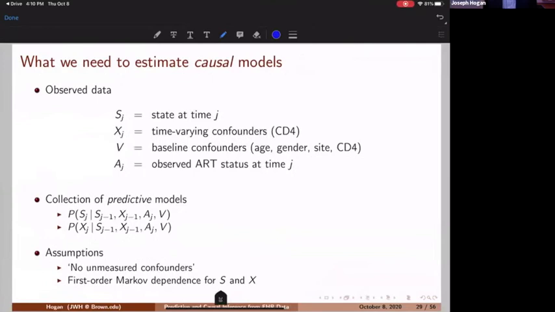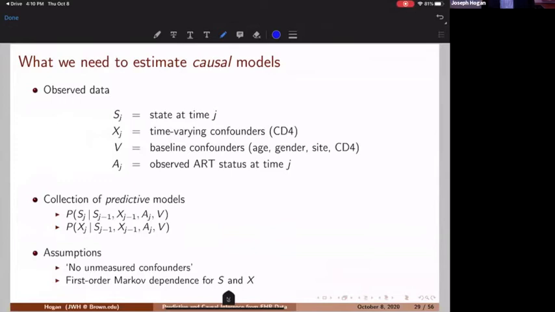So what we need to estimate the causal models is a collection of predictive models in order to make this work. I'm using the same notation. I'm distinguishing now between time-varying confounders X and V, which are baseline confounders. I'm going to gloss over the assumptions because this is a talk. Assumption number one is no unmeasured confounders. What that means is that at any given time point, for two people having the same covariate profile, we assume whether they receive treatment is essentially a random allocation. And we're going to assume first order dependence for S and X. That's a big assumption actually. We're going to assume there's only first order dependence in the state transition model. That can be relaxed by just elaborating the model.